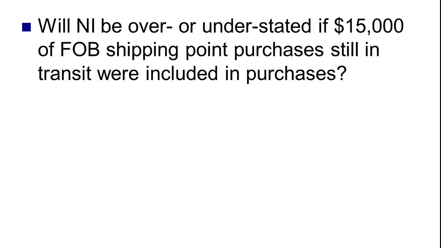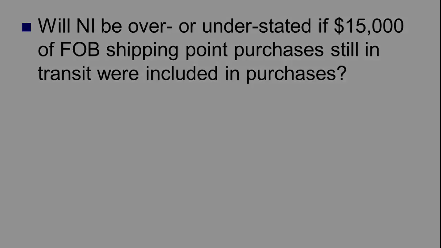Last one we want to look at, we could do a million of these, but let's just look at one more. Will net income for this period be over or understated if $15,000 of FOB shipping point purchases still in transit were included in purchases? Go ahead and do this one on your own.